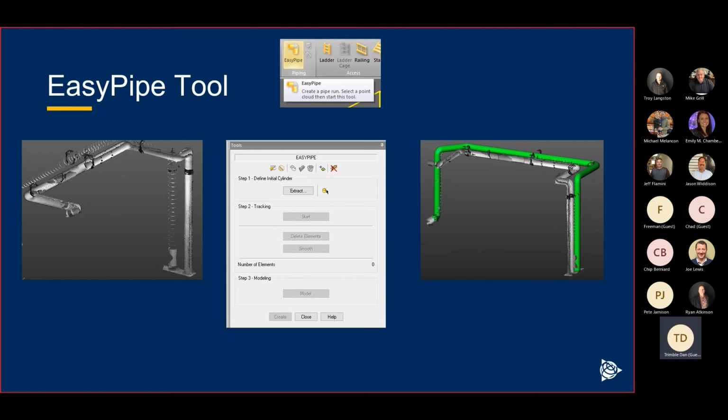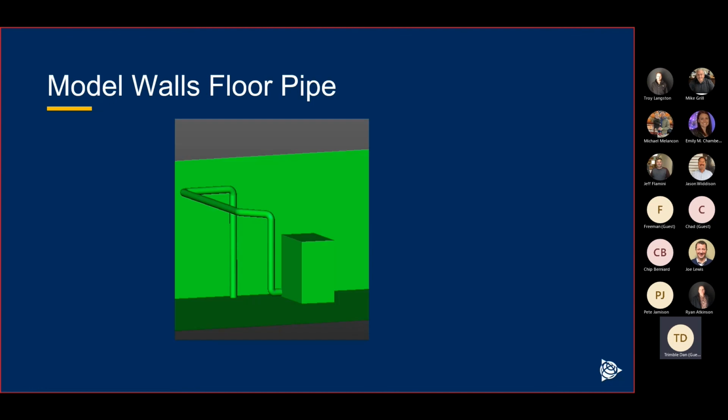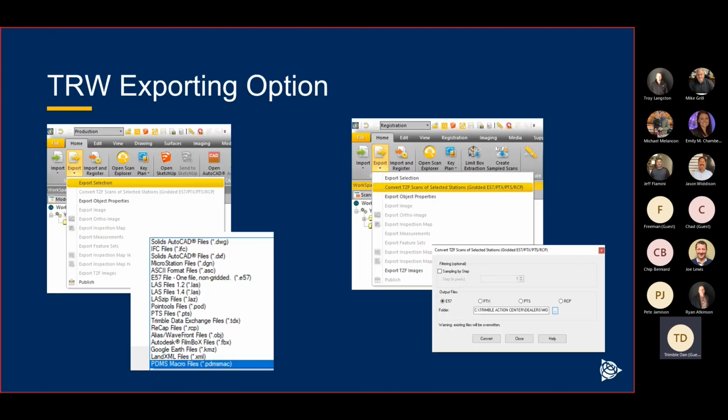Another one is the EasyPipe. You select your point cloud, you extract, and then it goes through, and if you have a good cloud, it'll do a pretty good job, and then you model it as seen on the right. And here's an example of building walls, a floor, a pipe, and a box going into that.